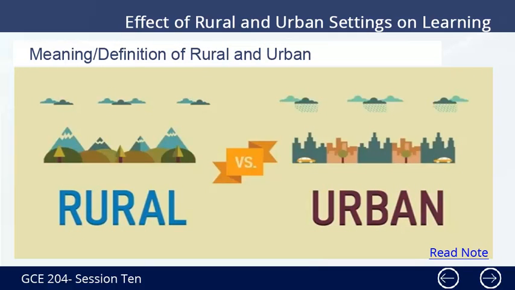Meaning, definition of rural and urban. There is a broad general consensus that the term rural refers empirically to populations living in areas of low density and small settlements. There are wide variations in the cutting points used operationally to distinguish rural from urban. There is disagreement on the qualitative attributes that distinguish a rural from an urban community or society.